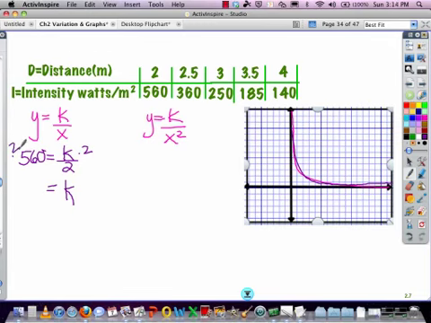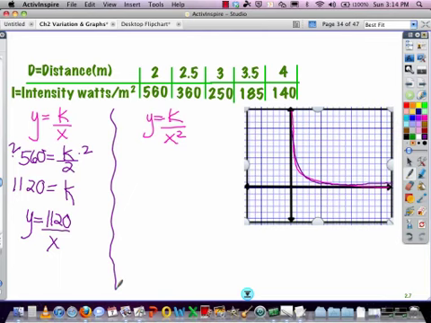And when we doubled this, we'd get 1120. So k, our k value, would be 1120. We could then write y equals 1120 divided by x. And that could be the equation we then use to put other values in. And I'm just going to do a squiggle here so we keep our work separate.